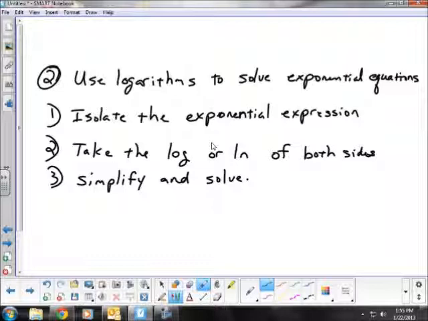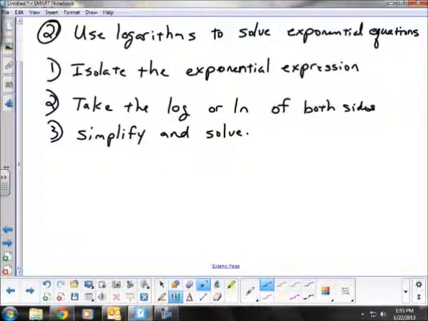Left to right. That's right. Exactly. All right.